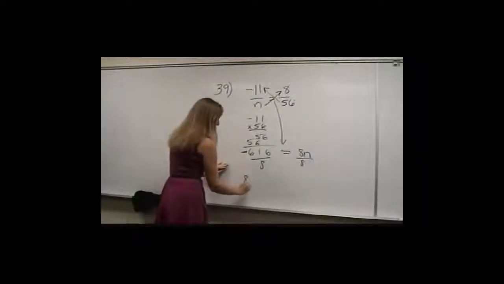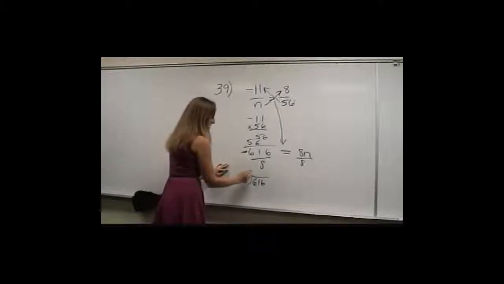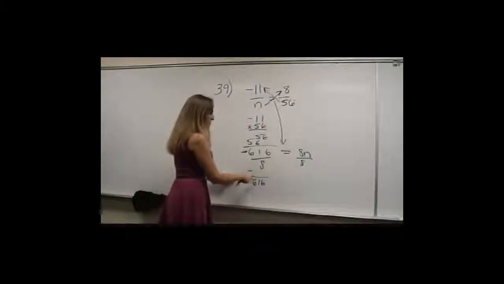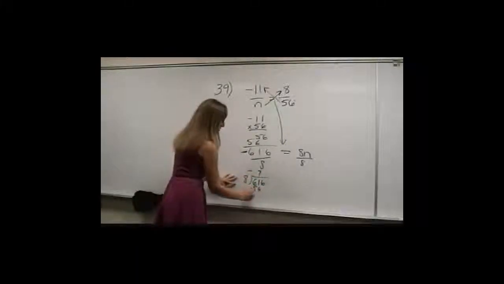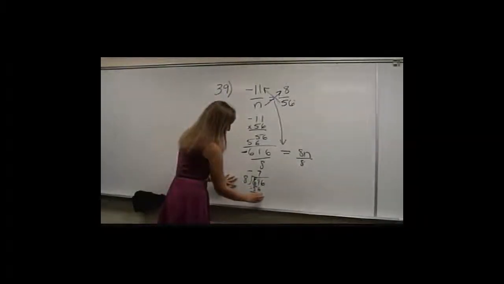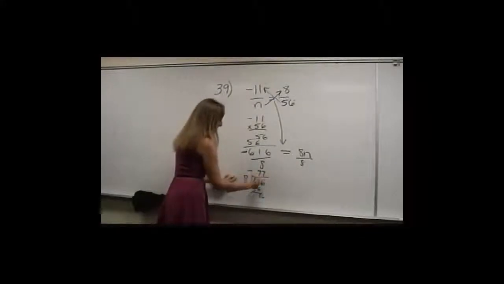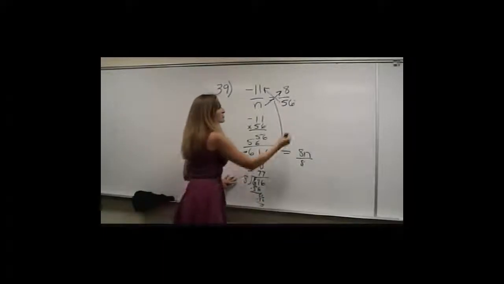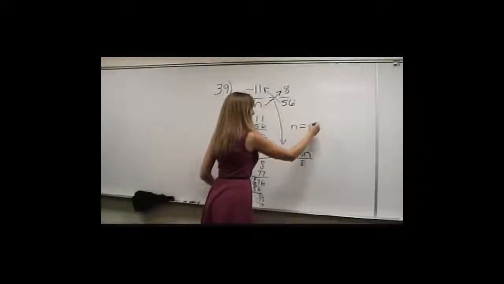So 8 goes into 616. Now this was a negative 616, so I'm going to put a negative there to remind myself that I need a negative there. Now 8 goes into 64 8 times, but this isn't quite big enough, so I'm going to say that that's 7 times. So 7 times 8 is 56. I'm going to subtract, and when I do, I'm going to get 56. 8 goes into 56 7 times. Then I get 56, and I subtract, and I get a 0. So I would say that n is equal to negative 77.